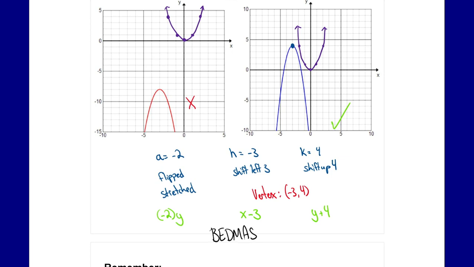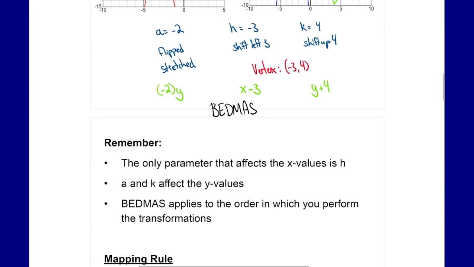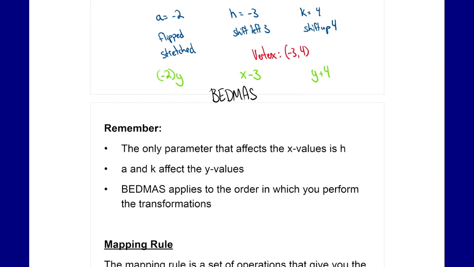And again, that's really only going to apply to the y values because that's the only variable that has 2 parameters affecting it for our purposes. So remember, the only parameter that affects x values is h. A and k affect the y value. And we do have to follow BEDMAS when we're applying those transformations. So again, those are things we need to remember when we're changing our variables or changing our key points.